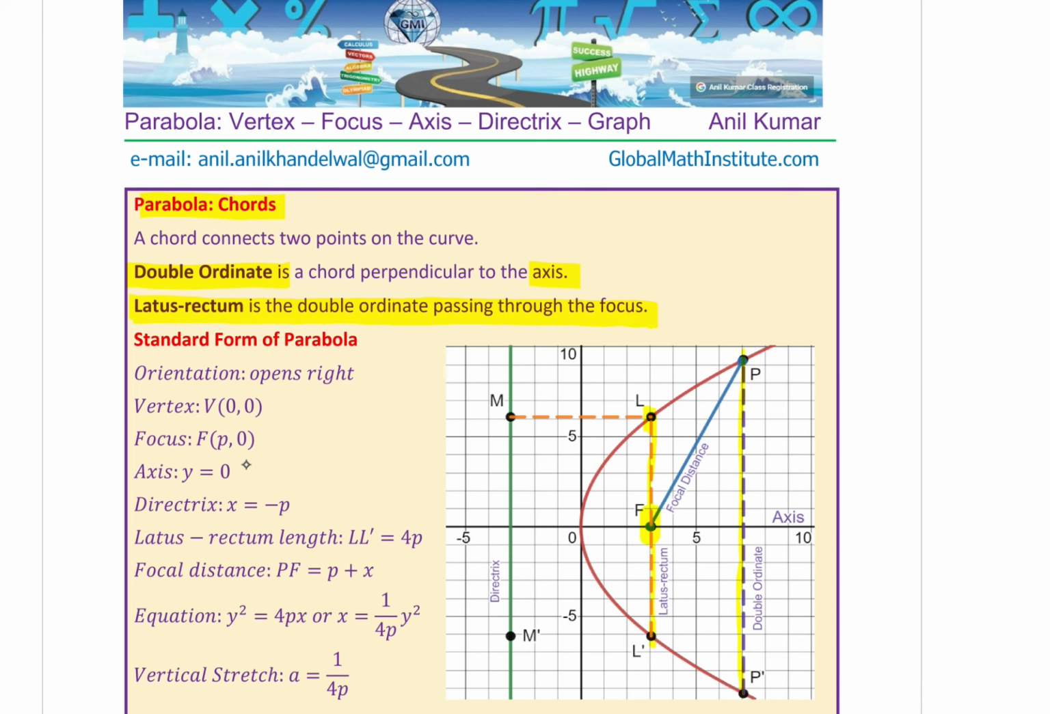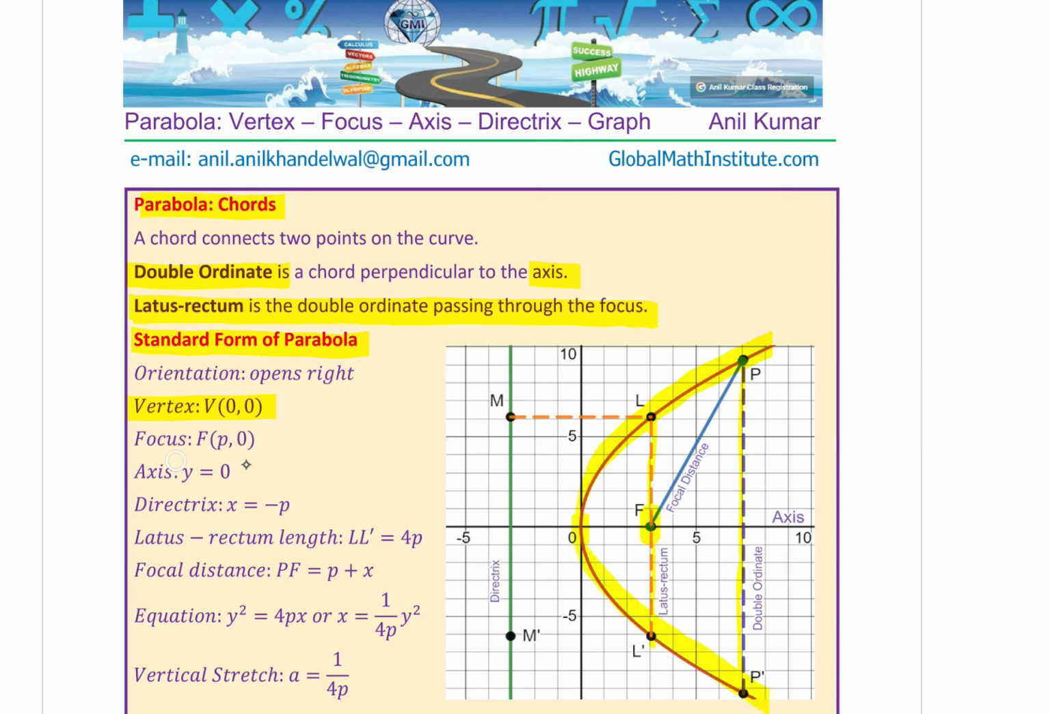Now in general, we'll first begin with the standard form of parabola. When we say standard form, what do we mean? We mean that the vertex will be at the origin, right? So in standard form, the vertex is going to be at the origin. So I'm taking a case where the parabola is opening right, as shown here, right? So this is opening in the right direction.